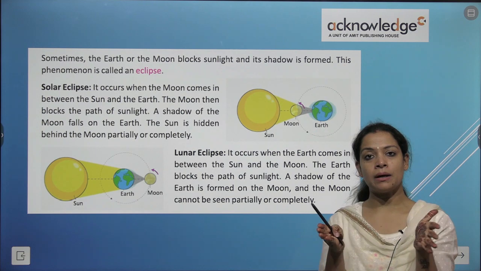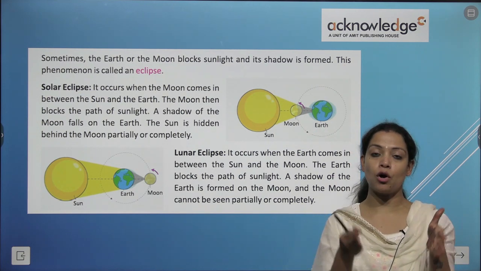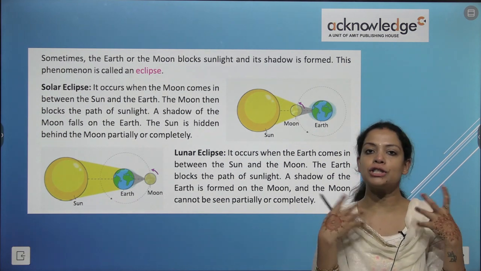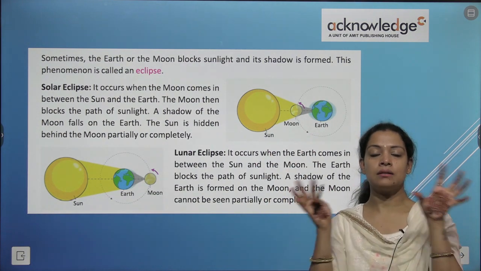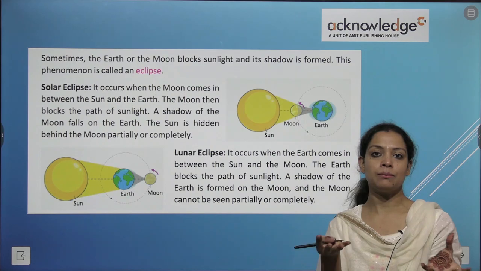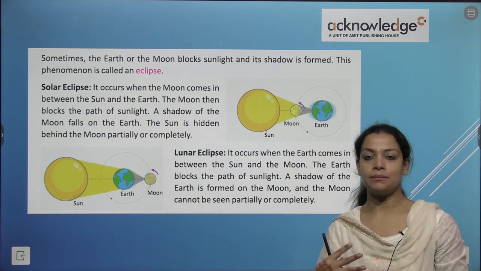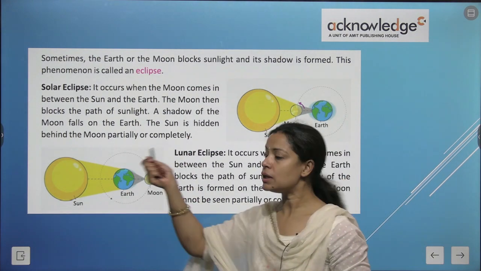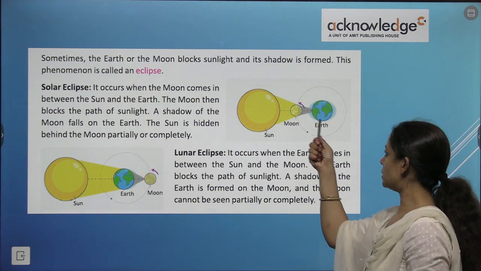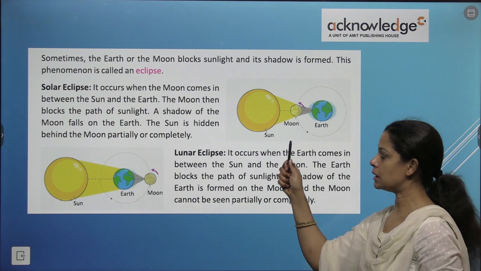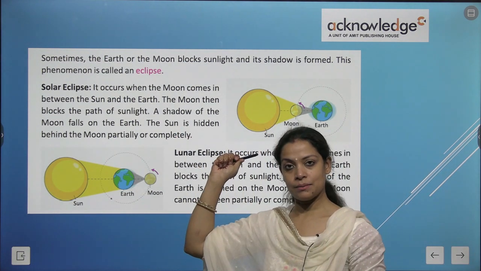तो जैसे कि आपको समझाया कि anything which is blocking the path of the light तो shadow form हो जाएगा. वो shadow, वो जो एक dark shadow of the sun या moon है, that is called eclipse. वो ग्रहण बन जाता है. So solar eclipse, it occurs when the moon comes in between the sun and the earth. When the moon comes between sun and the earth, that time solar eclipse is formed.